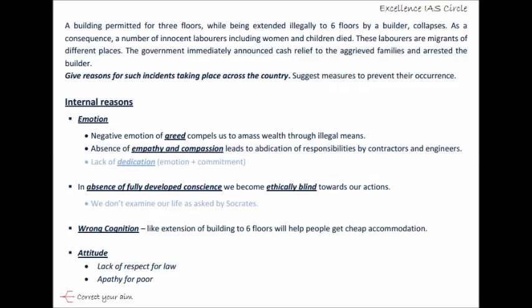The government immediately announced cash relief to the aggrieved families and arrested the builder. Give reasons for such incidents taking place across the country. Suggest measures to prevent their occurrence. This question came in the case study section.